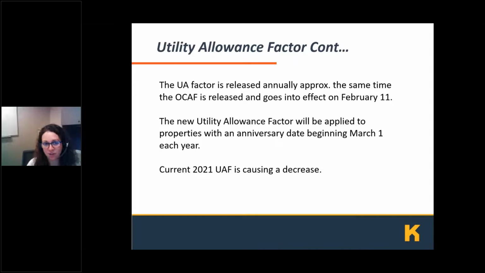This factor is released at the same time as the OCAF. Goes into effect February 11th. Now, what that means for you, if you have a property with an anniversary date of March 1st, that's when the new rate will go into effect. So if we're processing a rent adjustment for you that's effective March 1st and you have a baseline, and you have a utility allowance that you're going to be taking the factor for, the new rate will be applied for those properties effective March 1st and after. And as I mentioned, the current rate that's out is causing a decrease in those utility adjustments.